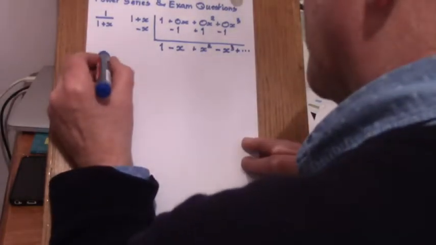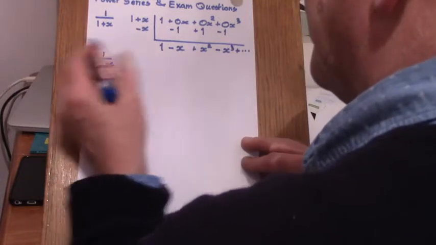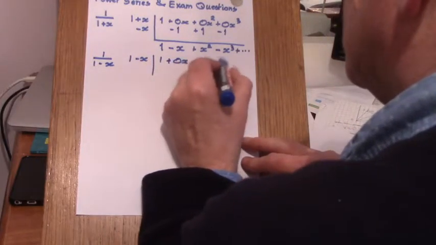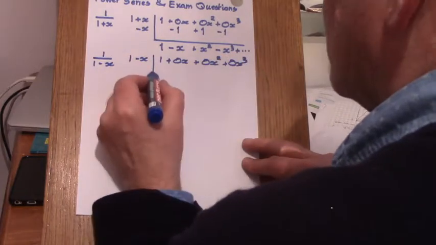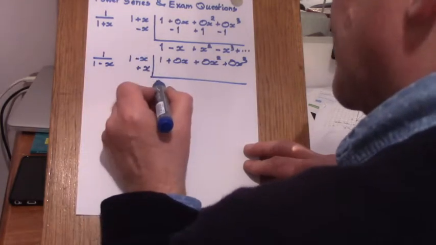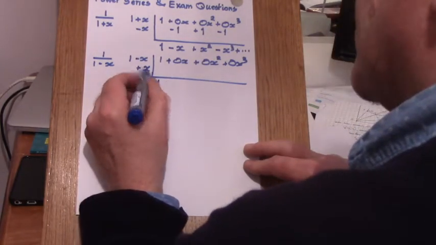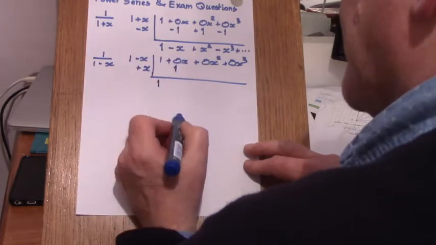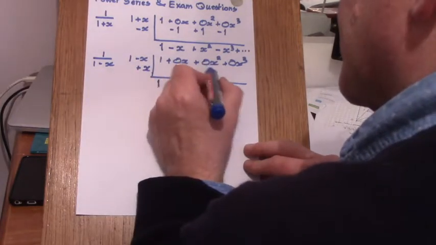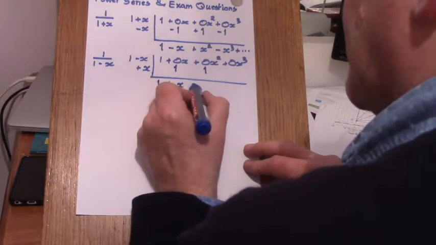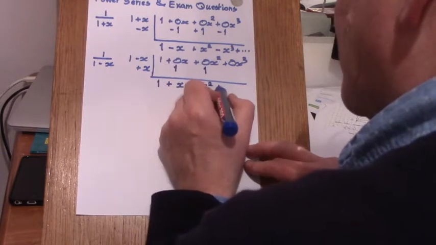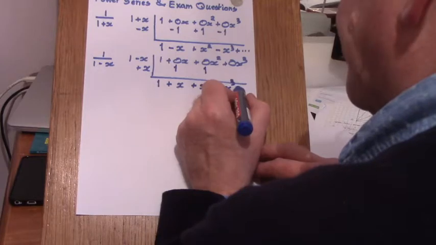We can also look at this example, 1 divided by 1 minus x. And we set it up like this again. Here we transpose the minus x to a plus x. 1 divided into 1 is 1. And then we get 1 times 1x is plus 1x. Add up and divide by 1, we get plus x. x times x is plus 1x squared. Add up and divide by 1, and we get x squared. And likewise, we get x cubed, and so on.